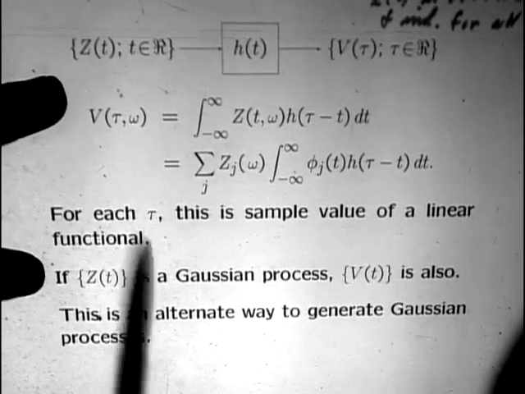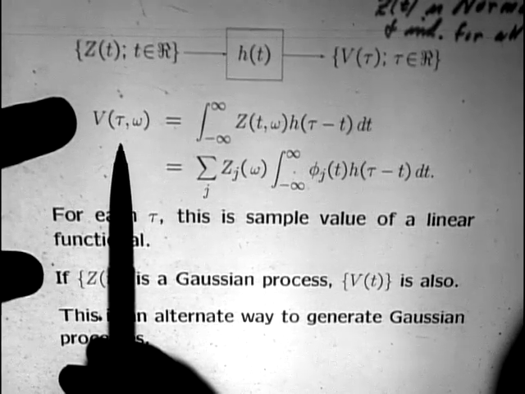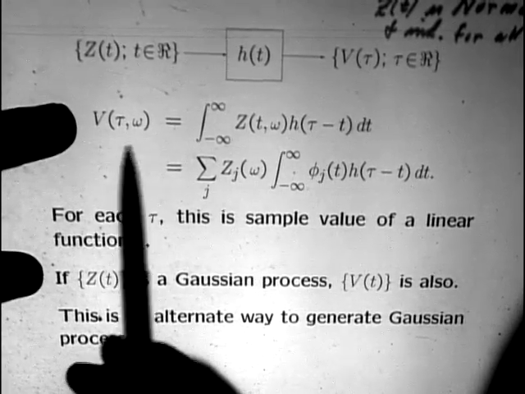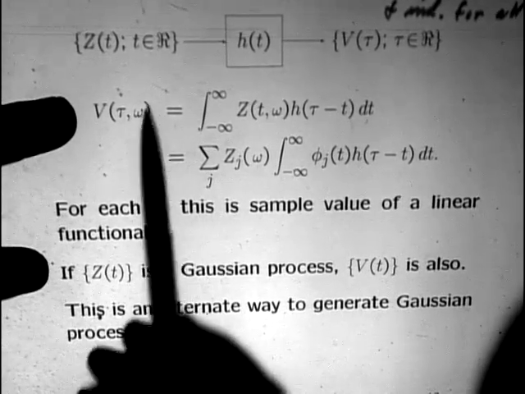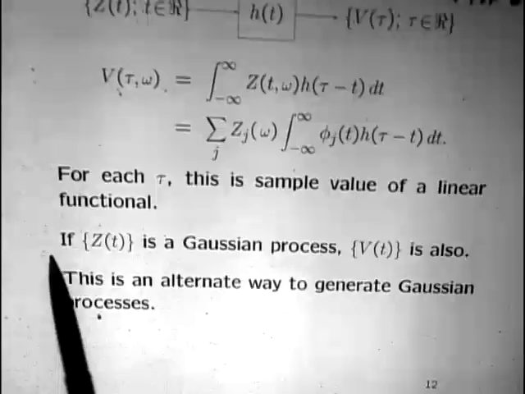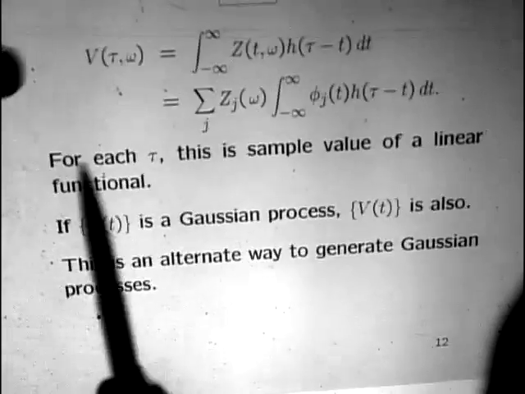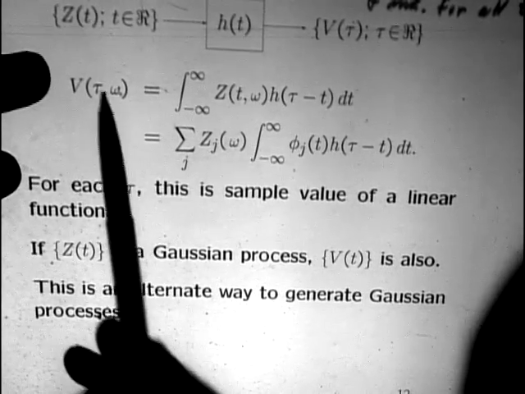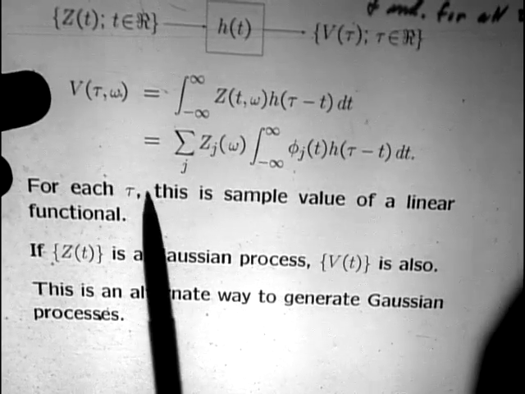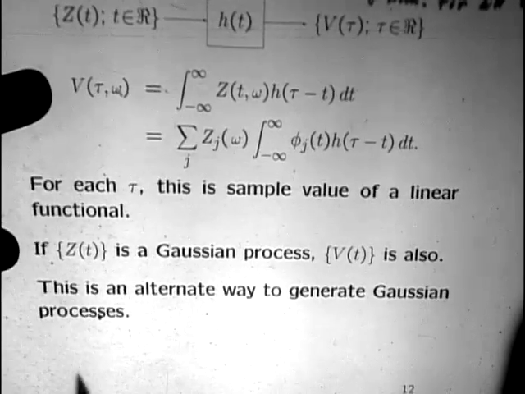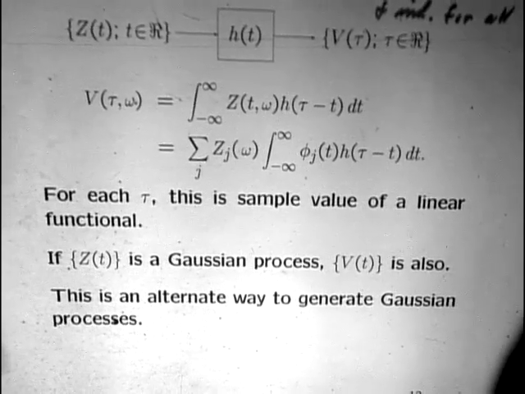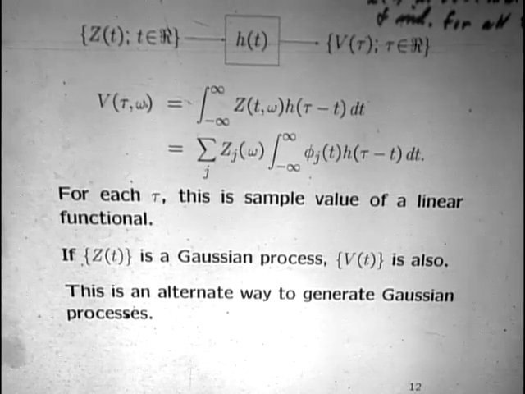If you look over the whole sample space omega, v of tau becomes a random variable. I mean, v of tau is the random variable whose sample values are v of t omega, and they're given by this. So if z of t is a Gaussian process, you get jointly Gaussian linear functionals at each of any set of times tau 1, tau 2, up to tau sub k. So this just gives you a whole set of linear functionals. And if z of t is a Gaussian process, then all these linear functionals are going to be jointly Gaussian also. And bingo, what we have then is an alternate way to generate Gaussian processes.